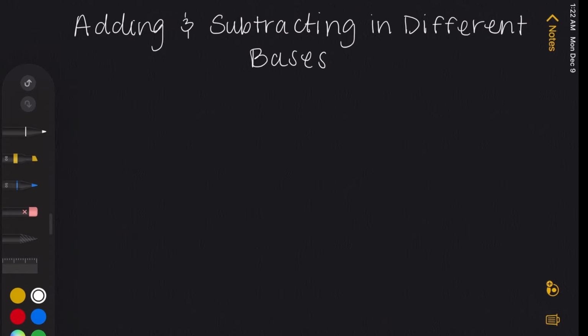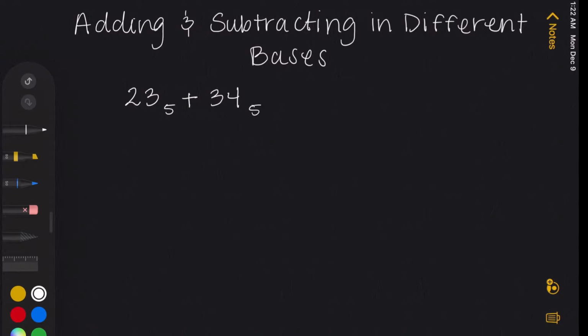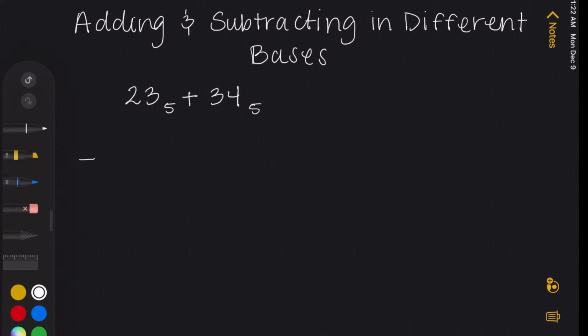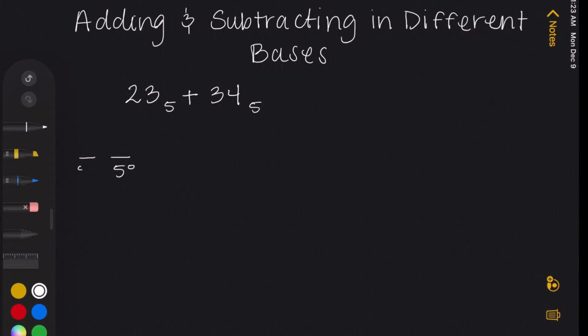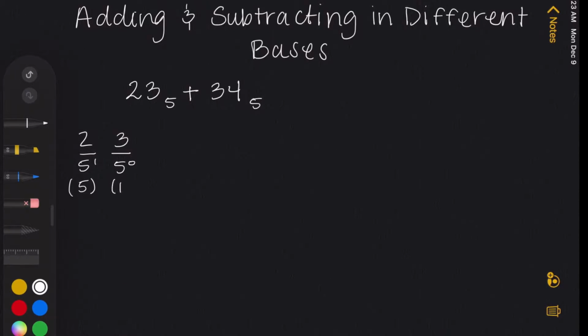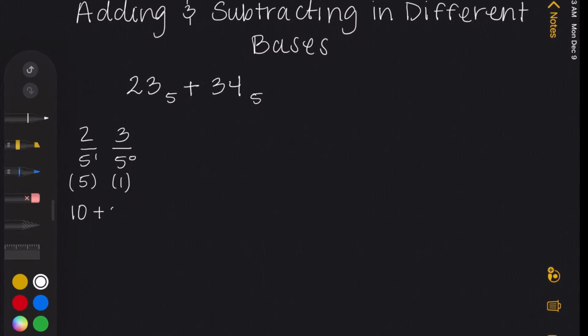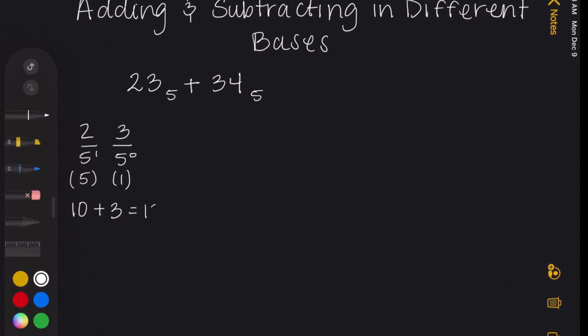Next we have adding and subtracting in different bases. So here we're going to add 23 base 5 plus 34 base 5. We're going to do a similar process as we've done before. We're going to put each number into its place value. So here we have 2 groups of 5 and 3 groups of 1. So that would mean we have 10 plus 3, which is 13.